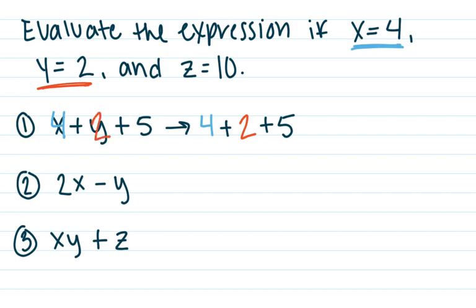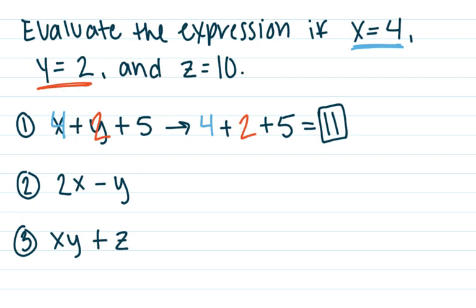And now I'm going to solve. 4 plus 2 plus 5 equals, this expression is going to equal with these values, 6 plus 5, which is 11. So our final answer, let me write that in a different color so we don't get all confused. Our final answer here is 11. So when we evaluate this expression, we get that this is going to equal 11.